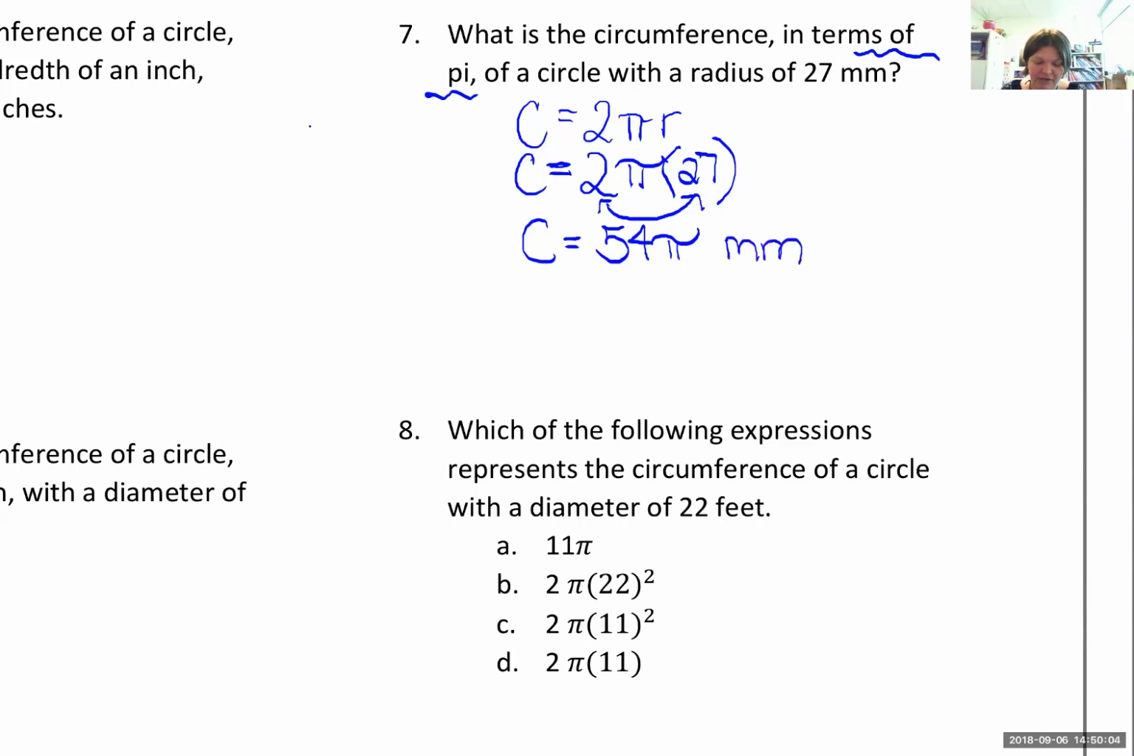Bianca was wondering if that was millimeters. It sure is. It's mm. It's just plain old millimeters because circumference is a linear measurement. Very nice. And see, all the mathematicians cheered because we didn't have to do ugly multiplication and we didn't have to round.